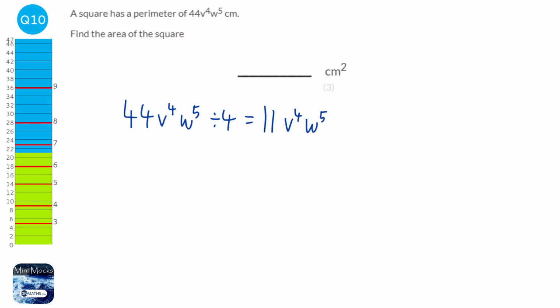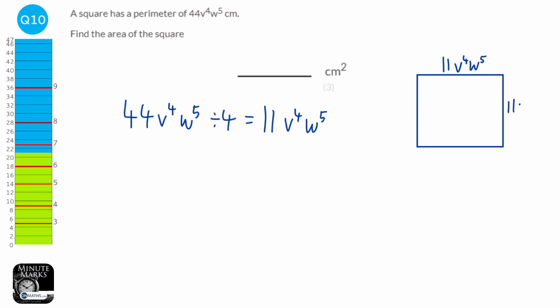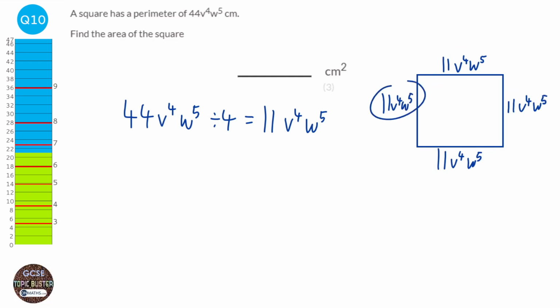Some people will try and do something with the v to the power 4 w to the power 5, but if you think about it, if I just draw out my square, if it's 11v to the power 4 w to the power 5 all the way around, when you add, you don't add the v to the power 4 w to the power 5. It's just going to be 11 lots, another 11 lot, another lot of 11, and another lot of 11. So it's 44v to the power 4 w to the power 5 in total.